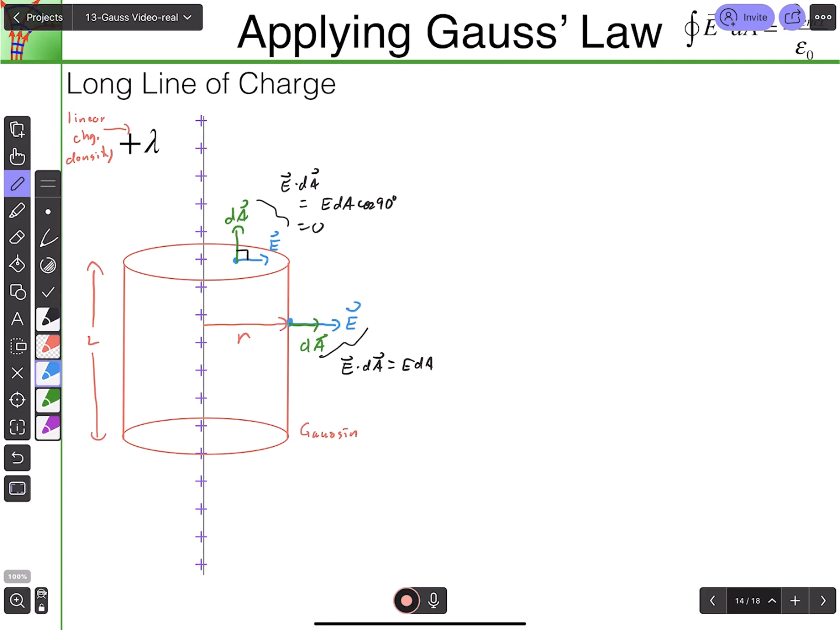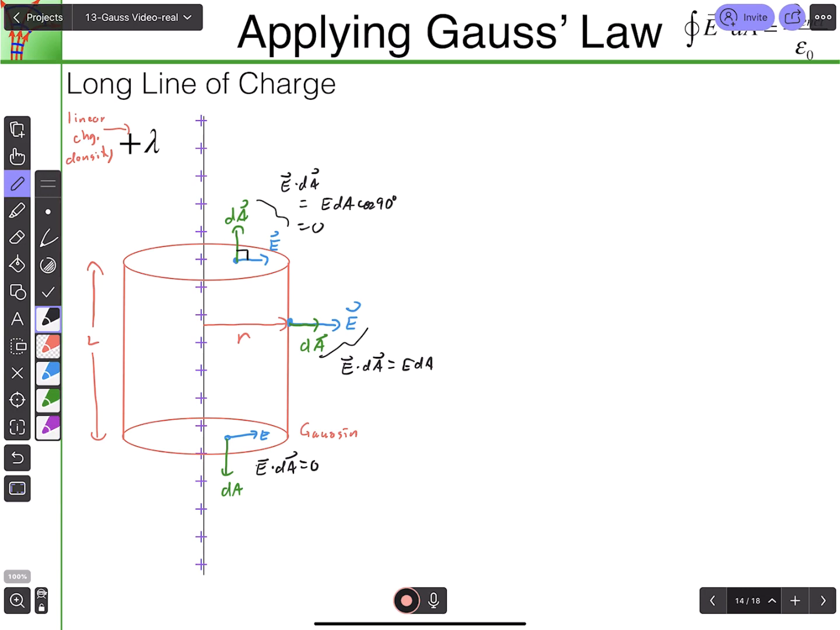And same for the bottom. If you look at the bottom surface here, the electric field is pointing to the right, and the area vector is pointing downwards, right? So this flux is also going to be equal to 0. So here, E dot dA is also going to be equal to 0.